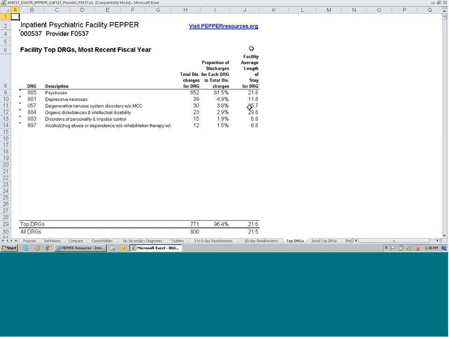We will include up to 20 DRGs in this list. However, if there are fewer than 11 discharges for that DRG, then we cannot report any information at the DRG level. Below here is some summary information for the top DRGs that are listed, and then for all DRGs.